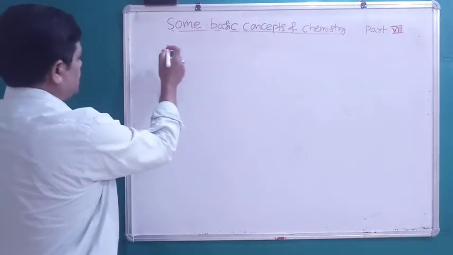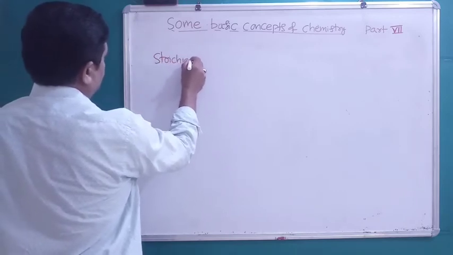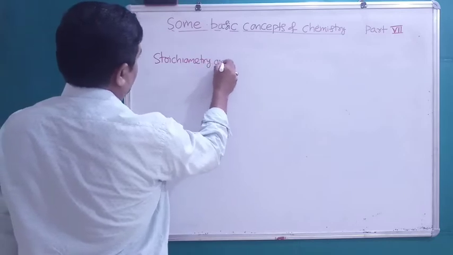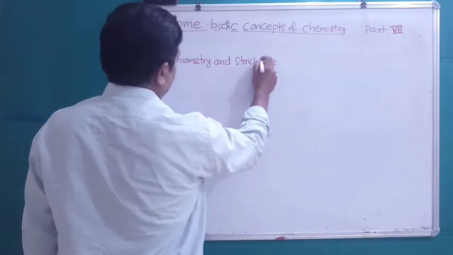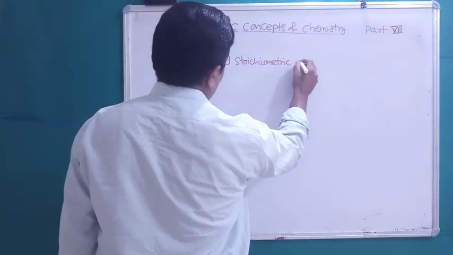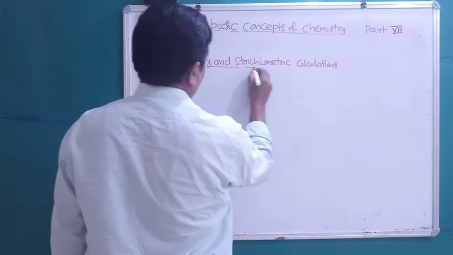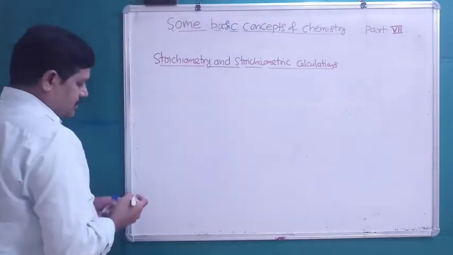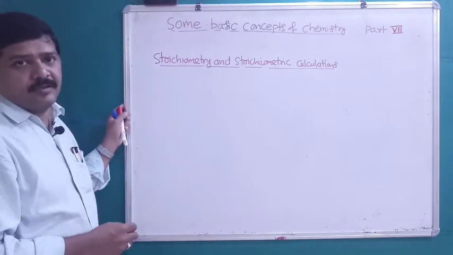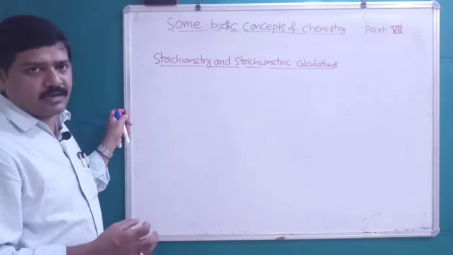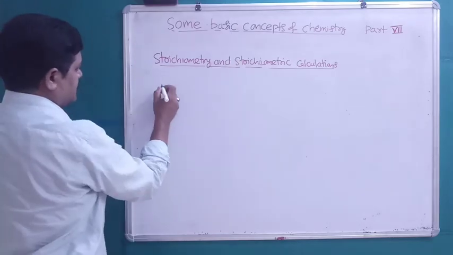Dear students, the next topic is stoichiometry and stoichiometric calculations. Stoichiometry talks about calculations of relative amounts of products and reactants, right? Stoichiometry is derived from two Greek words.